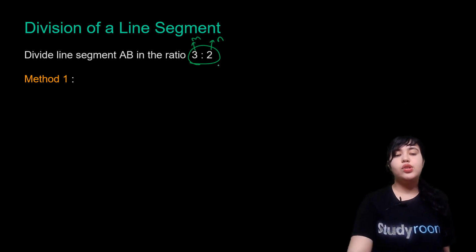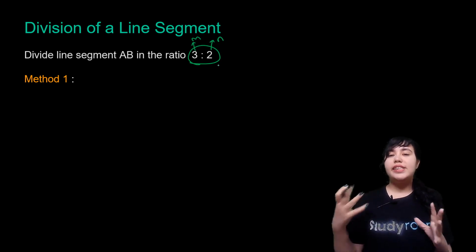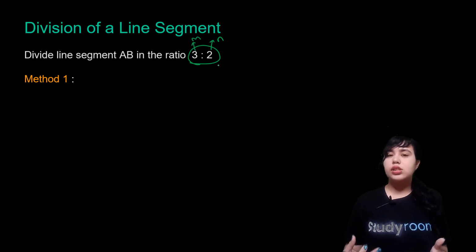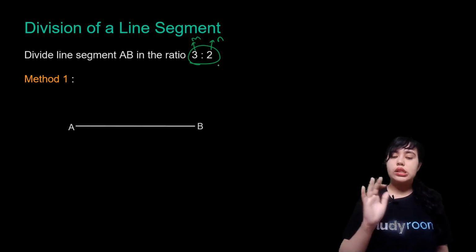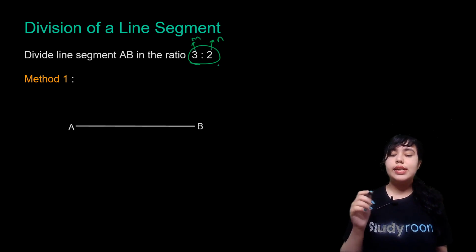So the first method goes like this. First of all, you are already provided with the line segment AB, or even if you're asked to, it's no big thing, you can easily construct a line segment AB. So this is your line segment AB. Now we want to divide it in the ratio of 3:2.